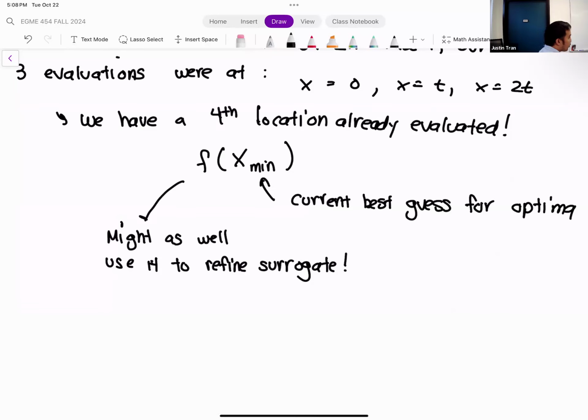Okay. So how are we going to do that? We only need three function evaluations, but we have four. So it's a little bit of musical chairs, and someone's going to be left without a chair and kicked off the aisle.